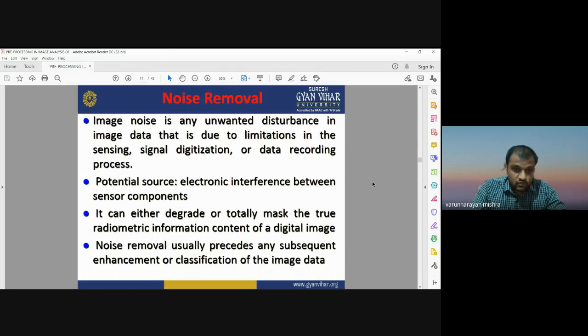The major source of such noise is the interference phenomena. Interference phenomena is the composition of two electromagnetic signals, two electromagnetic radiations, when they superimpose with each other. When two electromagnetic signals superimpose with each other, it causes the error of interference. It can either degrade or totally mask the true radiant information content of a digital image. Noise removal generally precedes any subsequent enhancement or classification of the image data.